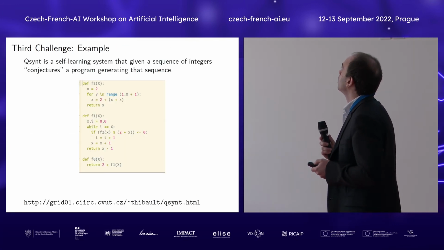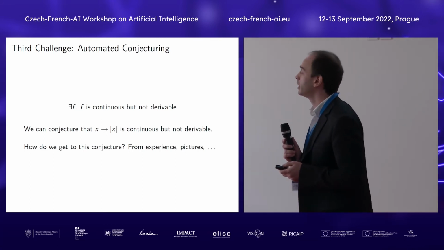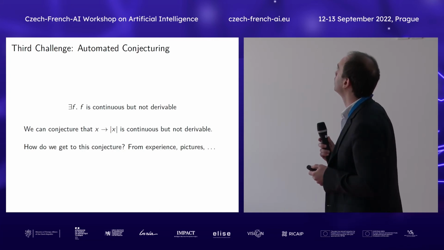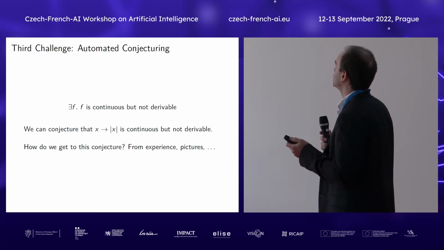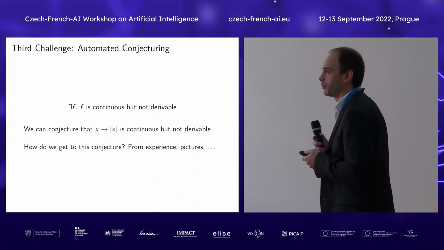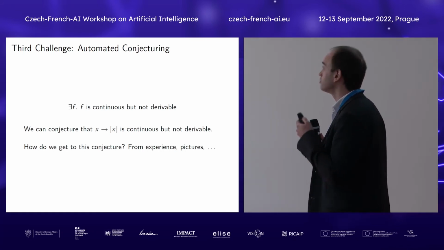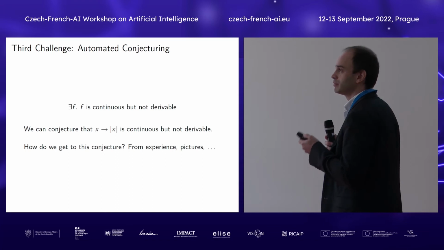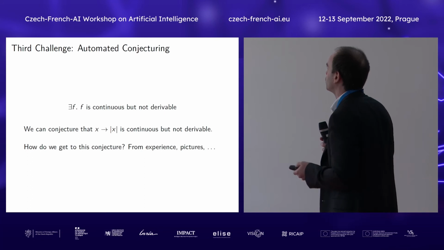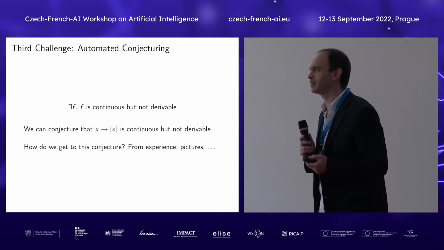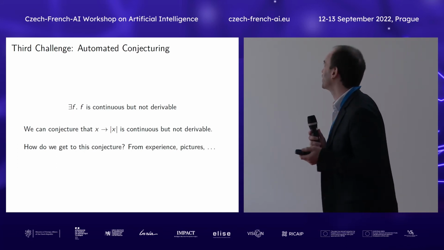So the last challenge is automated conjecturing. I just give one example here. I want to prove that there is a function f such that f is continuous but not derivable. What I will do is I will conjecture that a particular function is continuous and not derivable, and this is, for example, the absolute value of x. So how did I get to this conjecture?